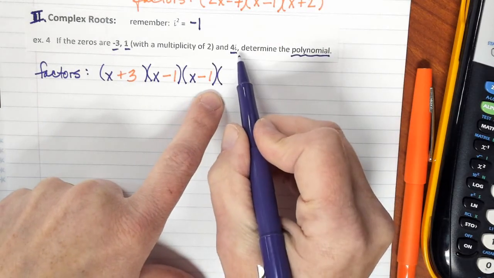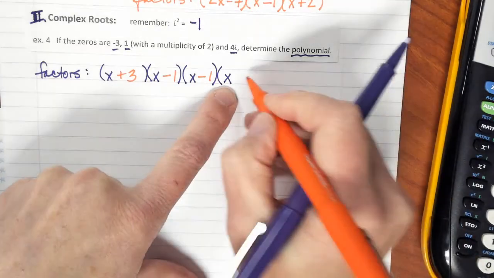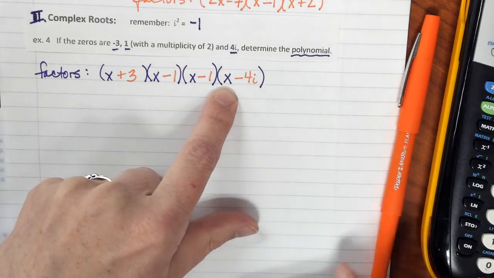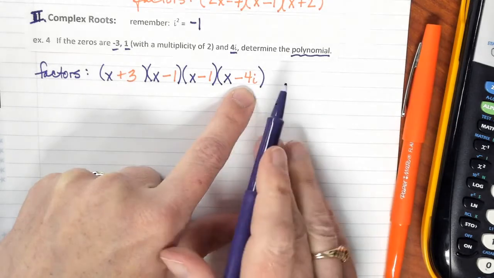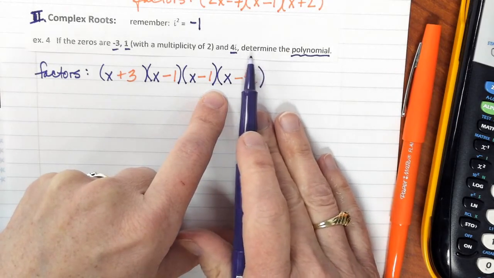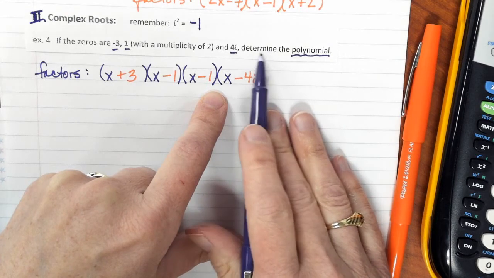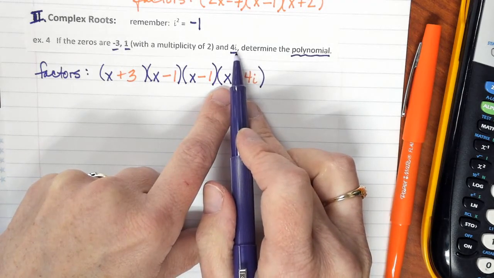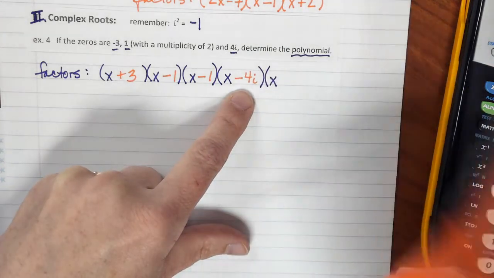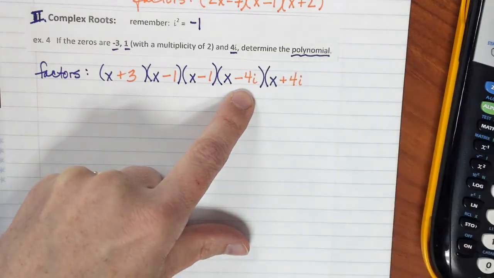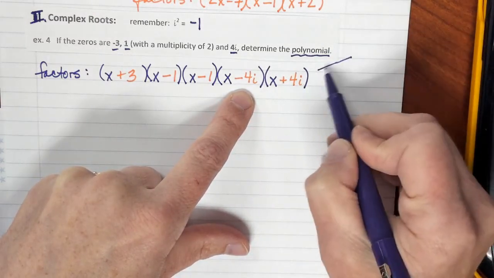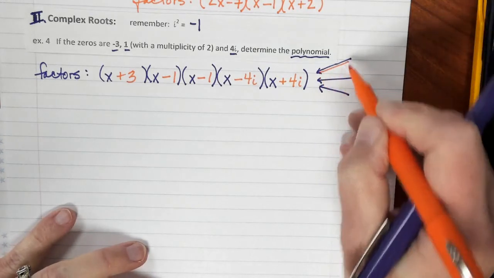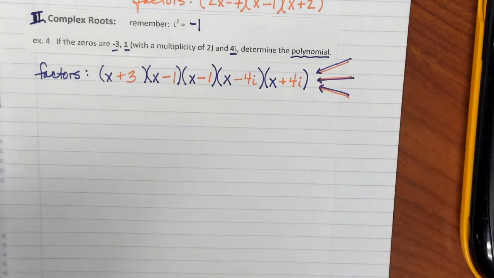Now I have another zero of 4i. That means I have x minus 4i to give me positive 4i. Now, this is the kicker. This is what a lot of people forget. When you get imaginary numbers, think of when you do the quadratic formula and you're getting plus or minus a square root. You have to account for the opposite. So you have to account for x plus 4i. It is going to be assumed that you know that. That is very important. And if you notice, it wasn't listed here. It just listed the 4i. They're going to assume that you know that you also need to include that.